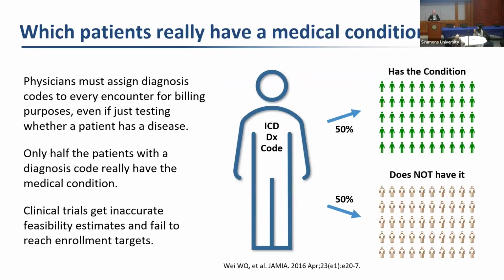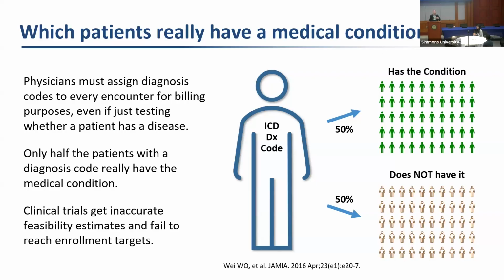So one question we ask is how many patients actually have a medical condition when they're coded for some condition inside of the medical chart. So physicians assign diagnoses to patients for billing purposes, even if they're just testing to determine whether or not a patient has a disease. So as a result, the electronic health record is filled with these codes that don't really reflect the patient's health. And often about half the patients with a diagnosis code really have that condition.